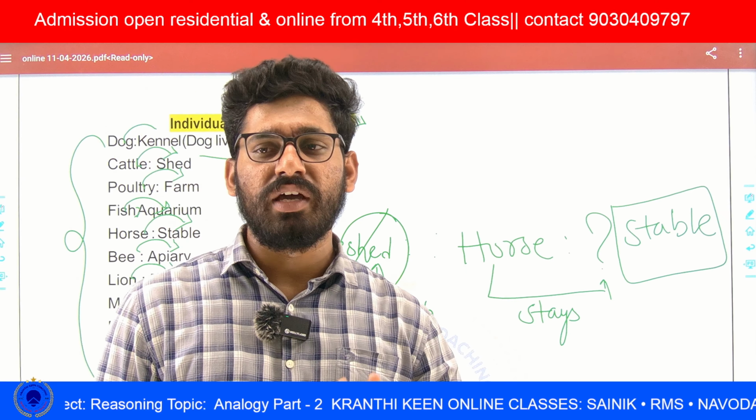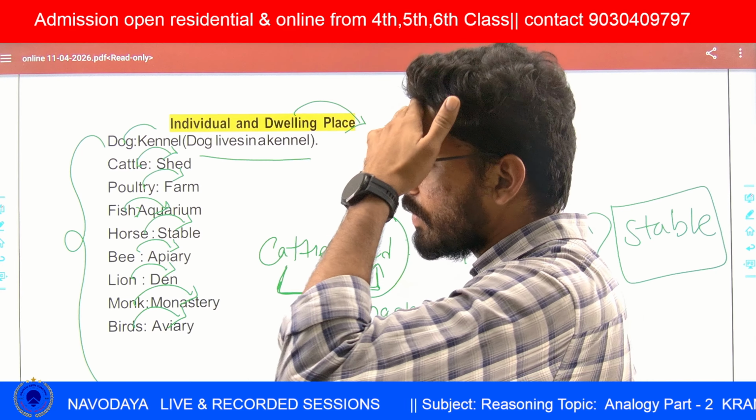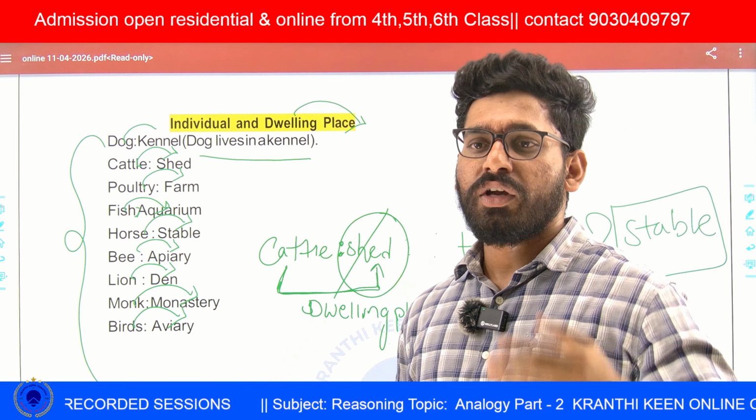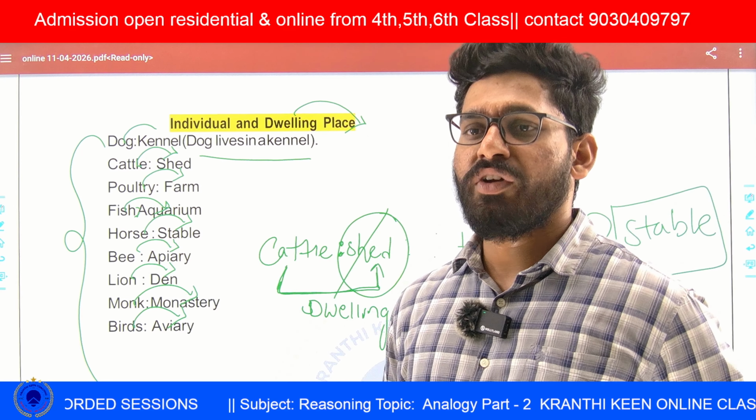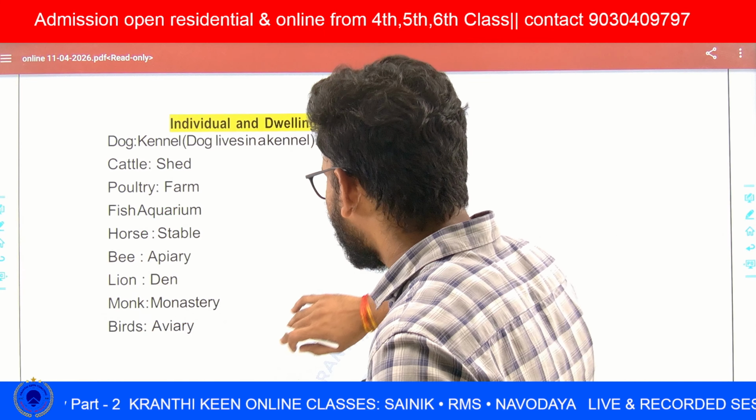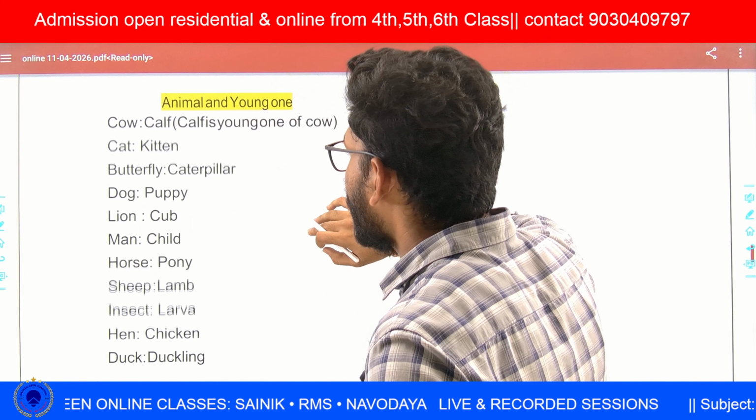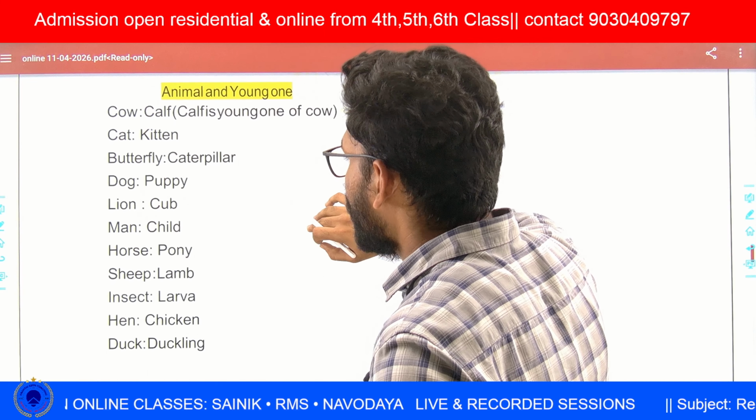When you have the basic knowledge of some topics, the basic knowledge on the relationships which are possible to be asked in word based analogy. Let's see another topic, animal and young one. Animal and young one, we'll see this. After that we will go for work and tool.